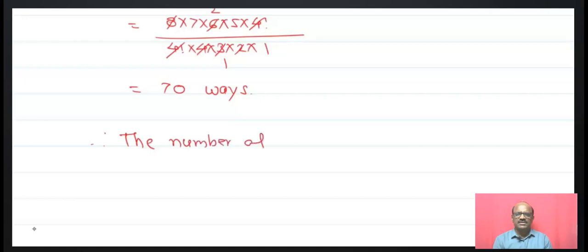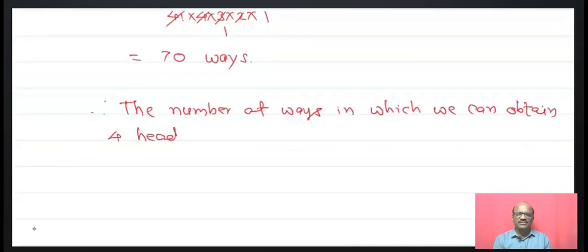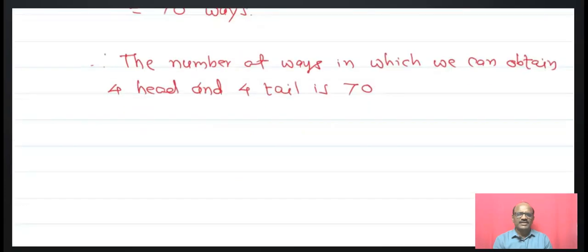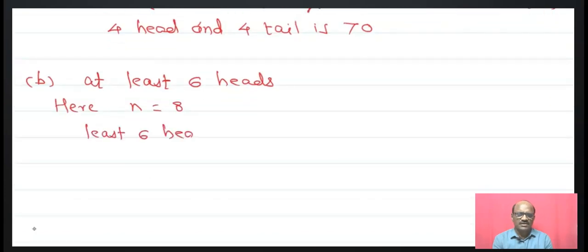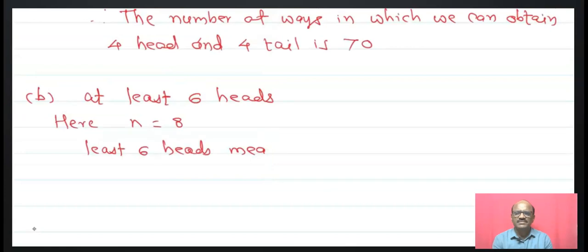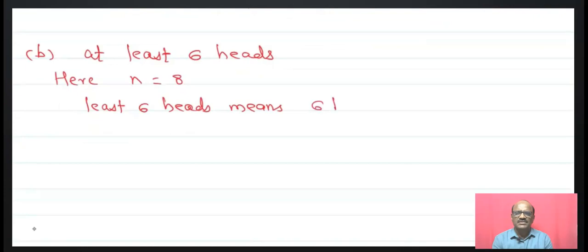Now the next is, therefore, the answer: the number of ways in which we can obtain 4 heads and 4 tails is 70 ways. Next is at least, that is more than 6 heads. We will accept it. For n is equals to 8, at least 6 heads means 6 heads or 7 heads or 8 heads.